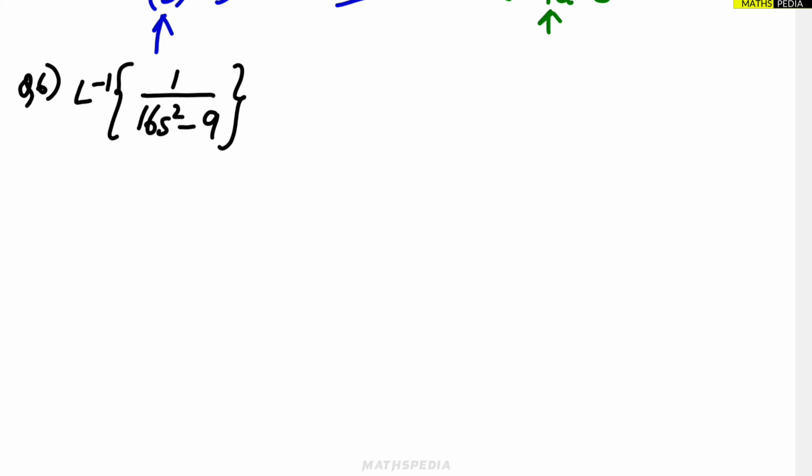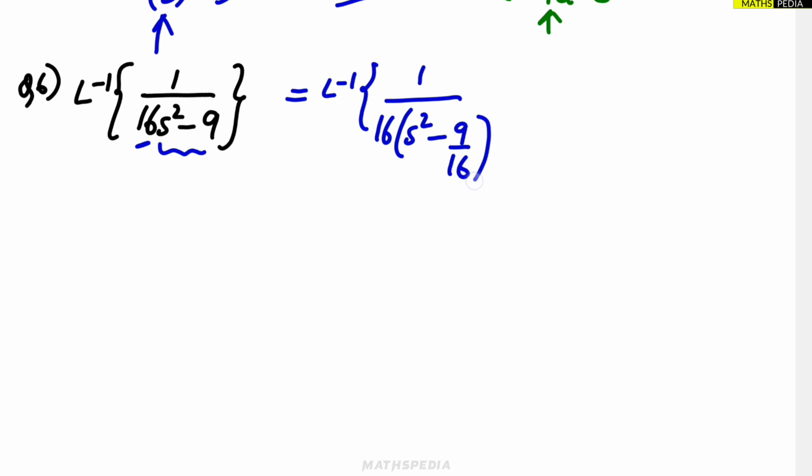So in this particular problem, again it is similar to the previous one. The only thing is that this can be rewritten as s square minus a square, but the problem here is that we are having 16 as the coefficient. We want it as 1. So rewrite this part: take 16 outside, so 1 divided by 16 outside. What is inside? Then s square minus 9 by 16, right?